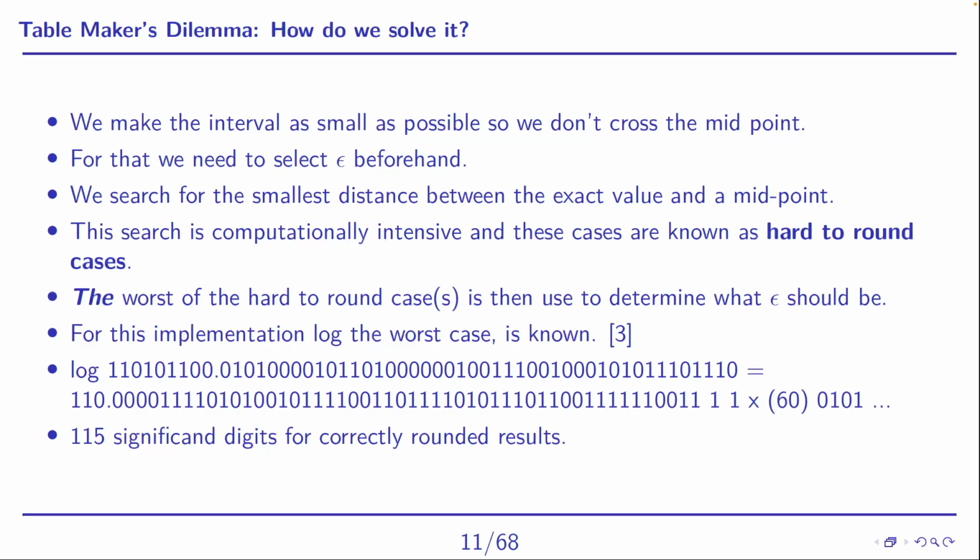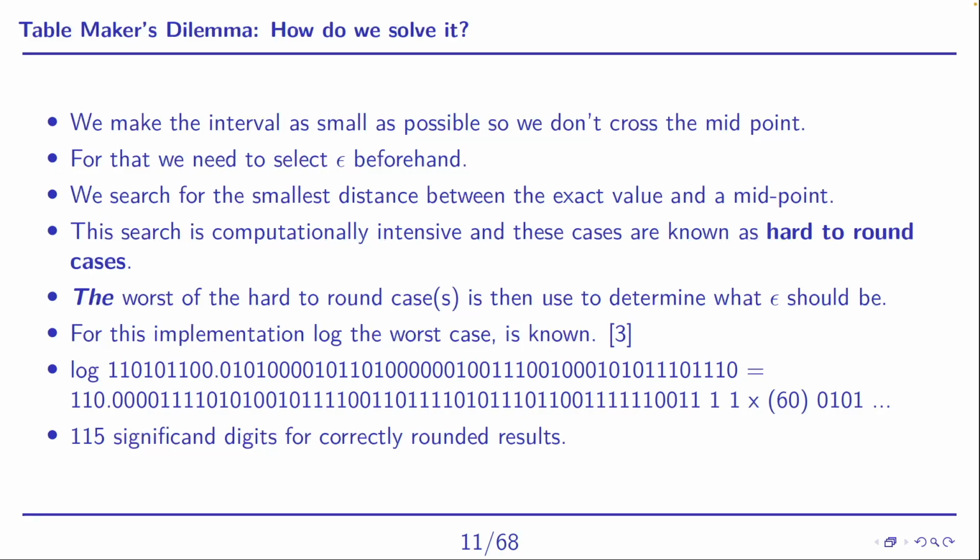The way we solve this problem is we make the interval smaller in a way that it doesn't cross any midpoint. And to do that, we have to determine what that epsilon is going to be beforehand. In this case, we need to find the smallest distance that there can possibly be between an exact value and a midpoint. Then I have to make my error smaller than that, so I make sure that I never cross any midpoints.